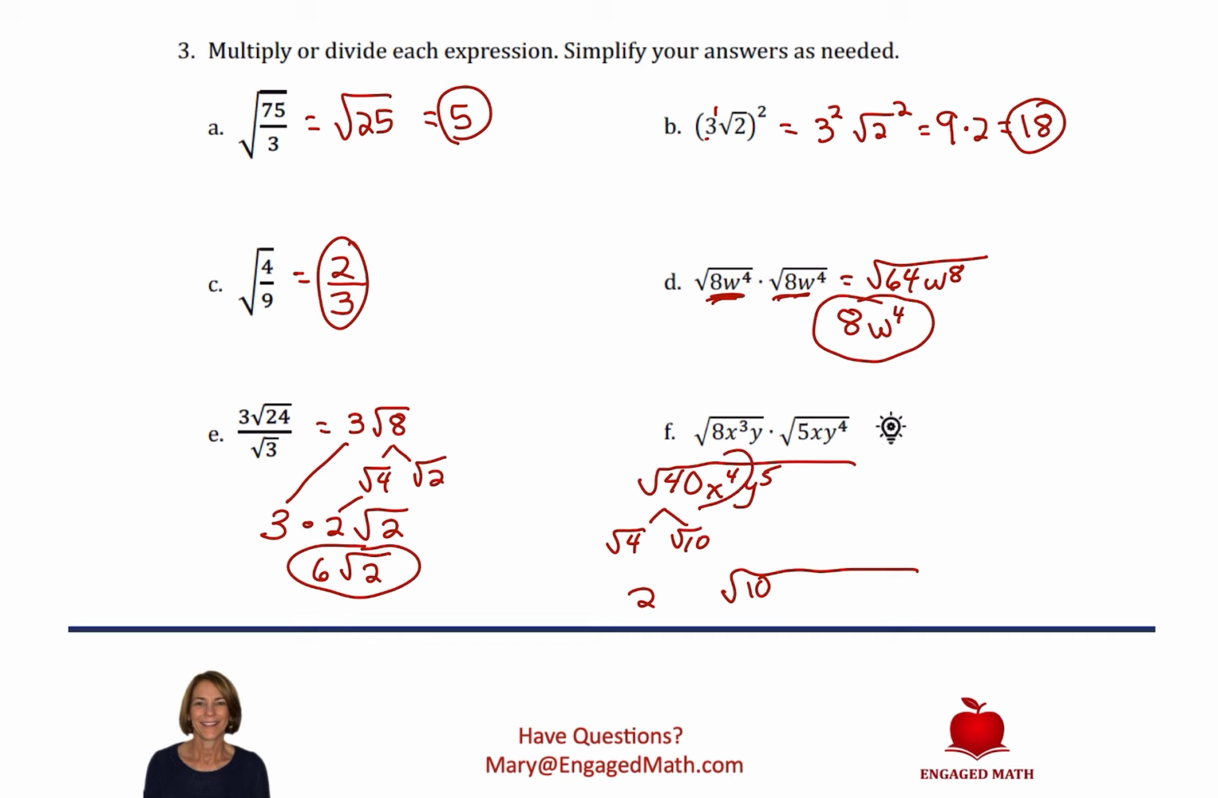The square root of x to the 4th is x squared because x squared times x squared is x to the 4th. We can't take the y to the 5th out completely, but we can take out a y to the 4th, which becomes, the square root of that is y squared, but then we still have a y to the 1st left over inside. So our final answer is going to be 2x squared y squared times the square root of 10y.